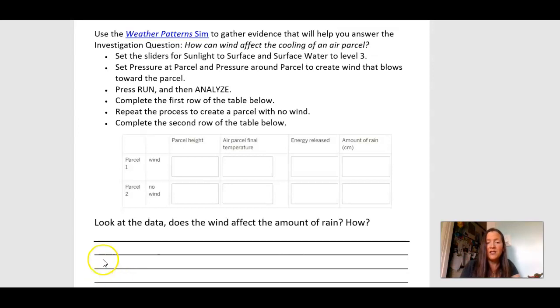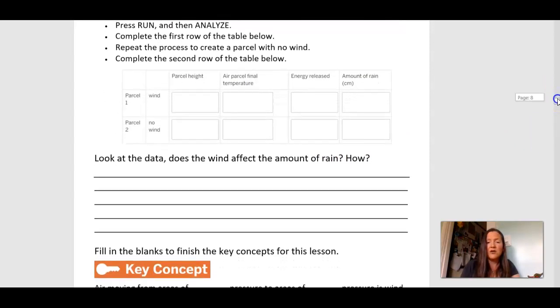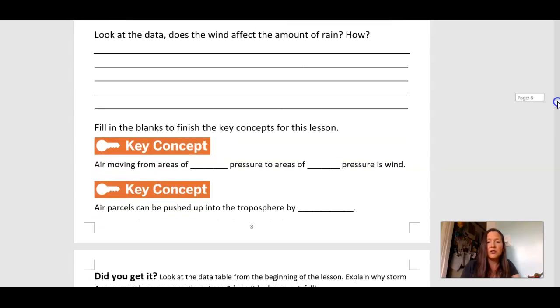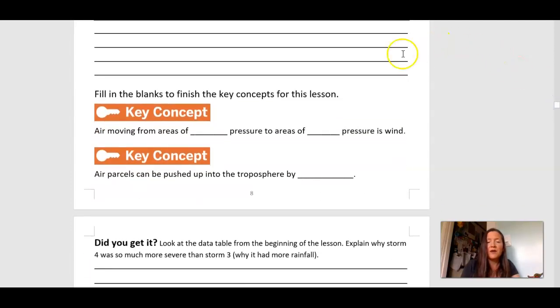And then I can look at this data table, and then I can think about, does wind affect the amount of rain, and how? So I think I have some good data that I could answer that question. So that's going to be your task, pausing the video and answering that question. And then we're going to come down here and fill in our key concepts. So these are the big ideas from this chapter, this first lesson in this chapter.